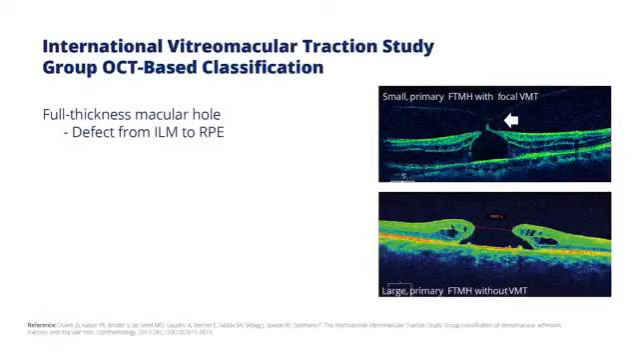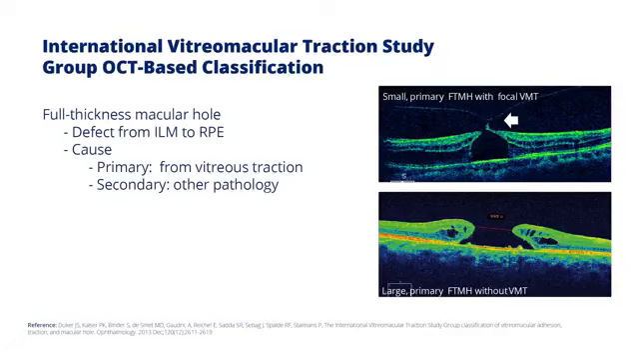Treatment may be indicated in these eyes when the patient is symptomatic, complaining of distorted vision, or when the patients have decreased visual acuity. The last stage is full-thickness macular hole, which is defined as a defect in all the retinal layers starting from the internal limiting membrane down to the retinal pigment epithelium.